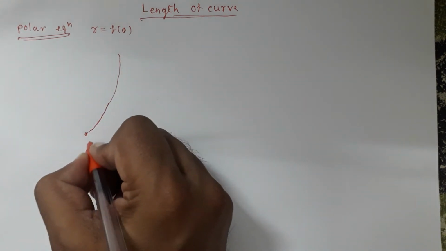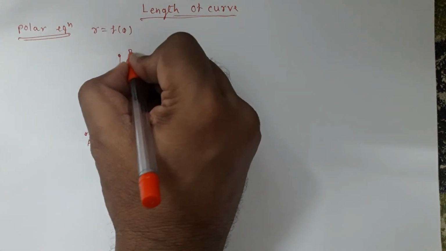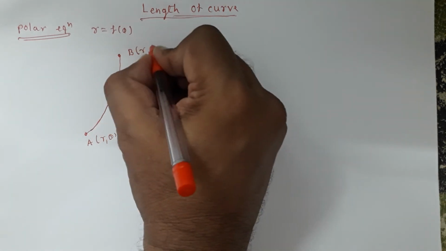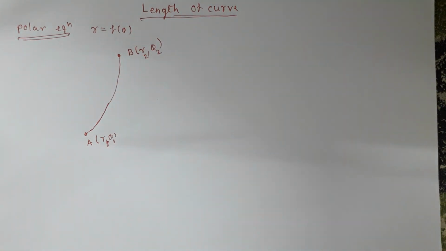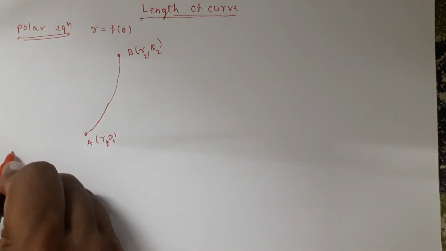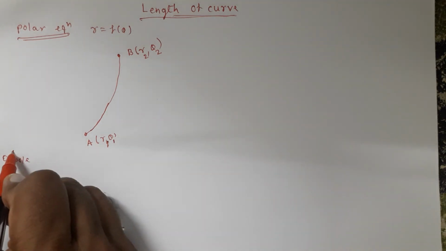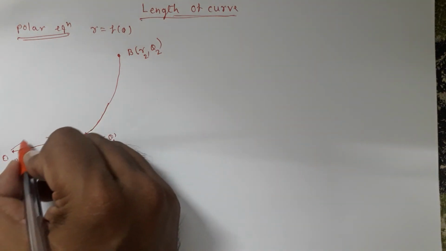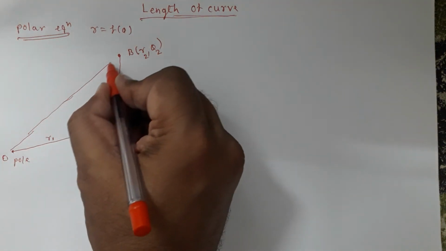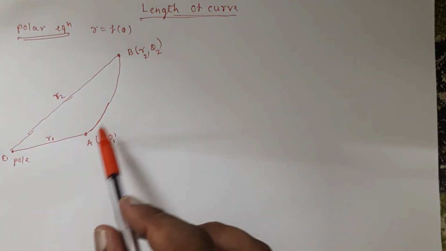The two points are, let it be the point A, which is (r, theta), and this point is B, which is (r, theta). Let it be (r1, theta1) and (r2, theta2), and let the length of the curve AB be obtained. I am considering a pole, so let it be the pole O. Joining O to A, this is the position vector r1. Joining O to B also, let it be the position vector r2. Now I want to get the length of curve AB.